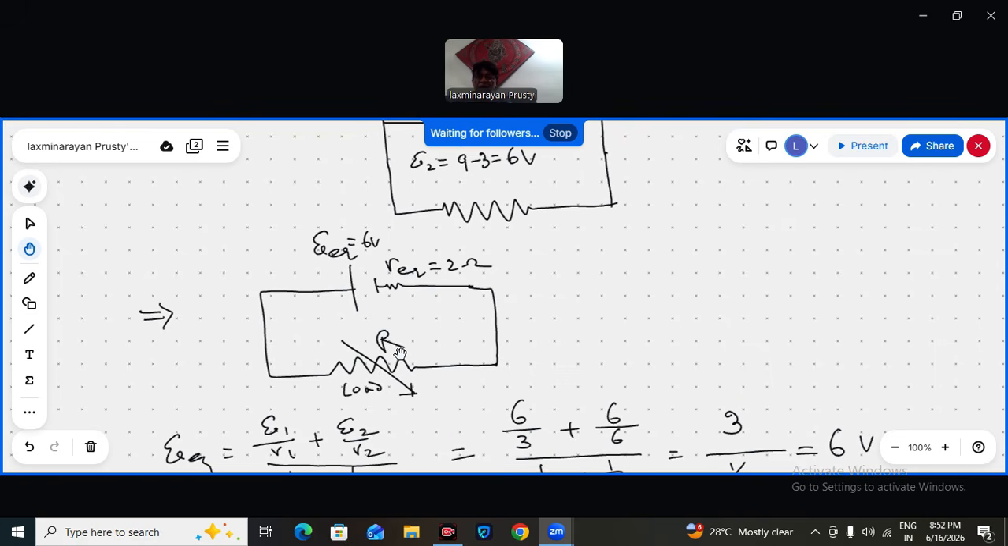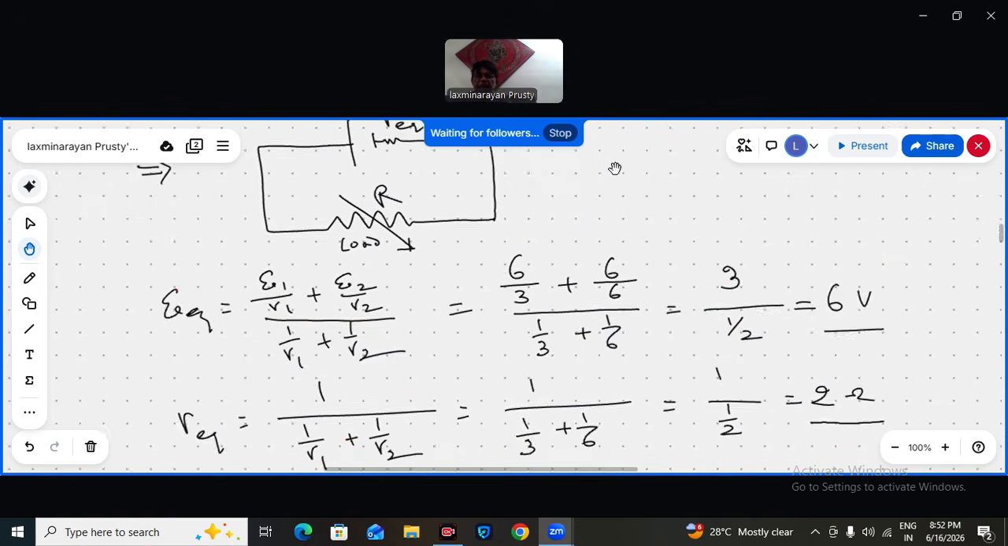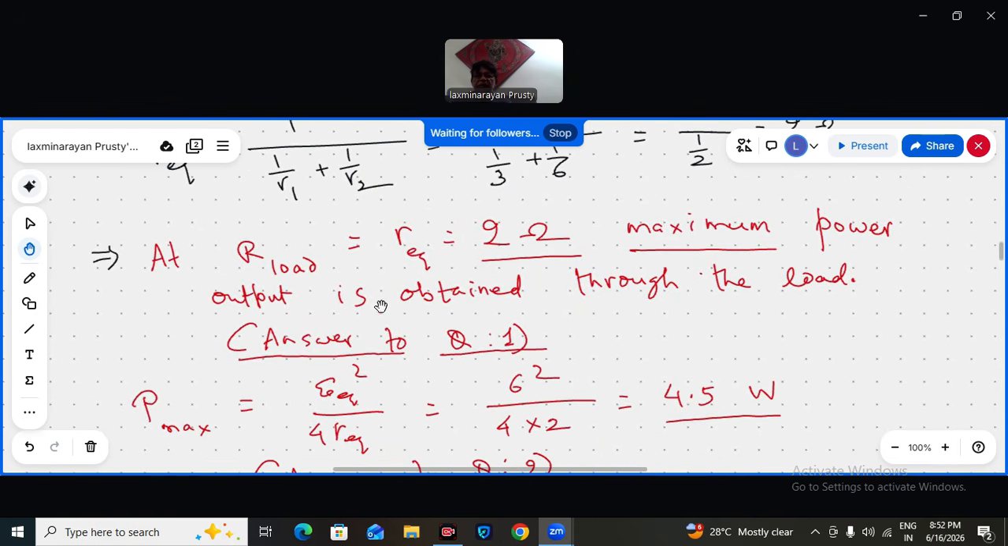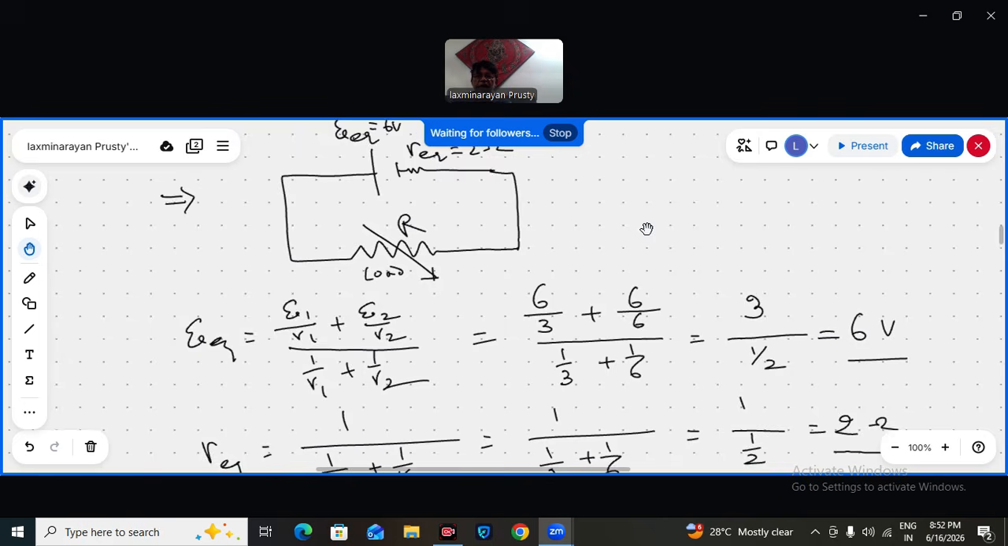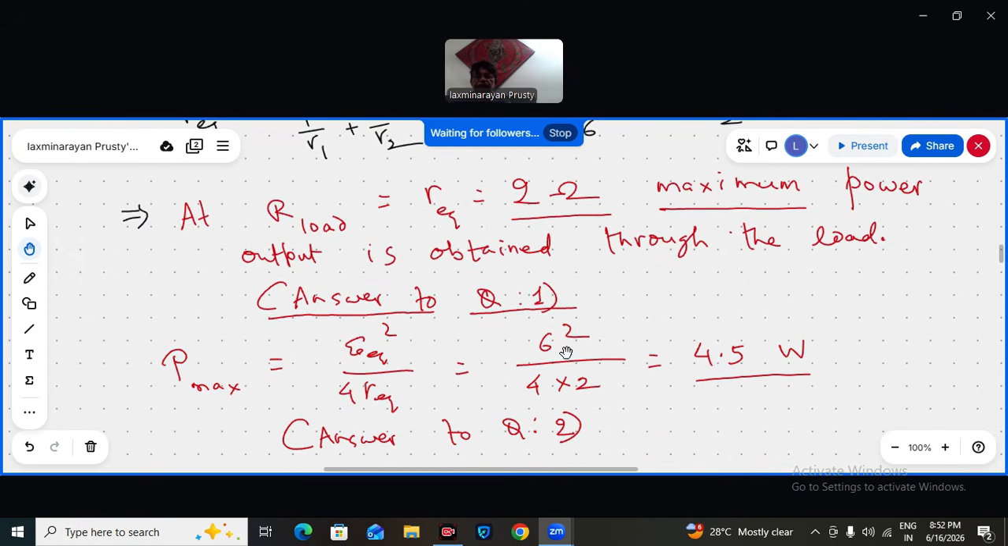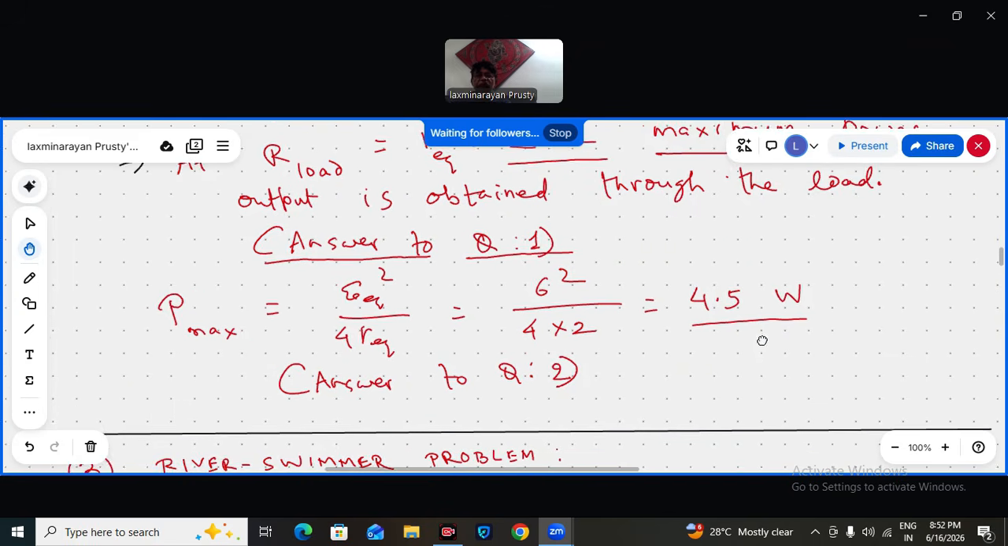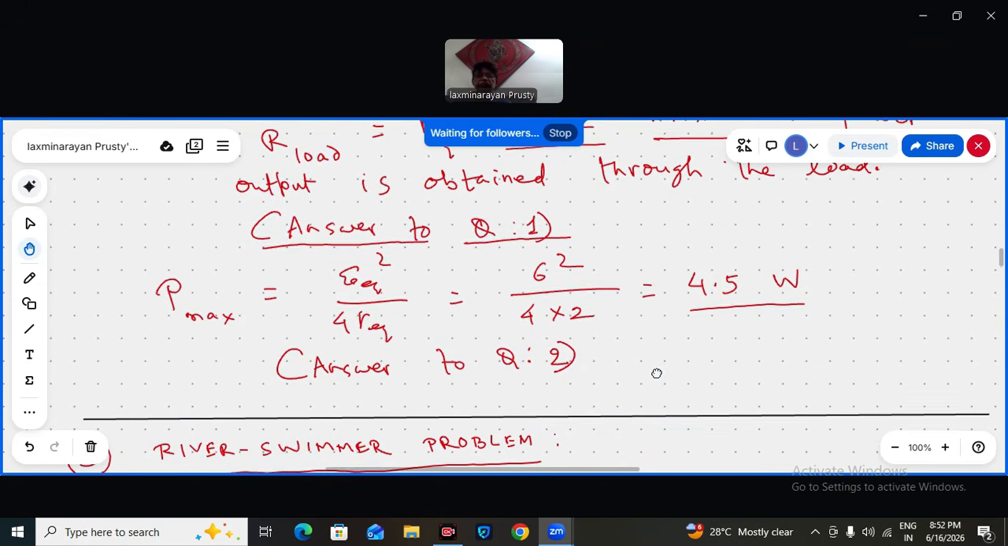So at what value of load resistance is maximum power obtained? When R is equal to 2 ohm. Answer: R load is R equivalent, 2 ohm, maximum power output is obtained through the load. Question number 1 answer. Then P max is E equivalent square by 4 R equivalent, that is 6 square by 4 into 2. So that is 4.5, the answer to question number 2.